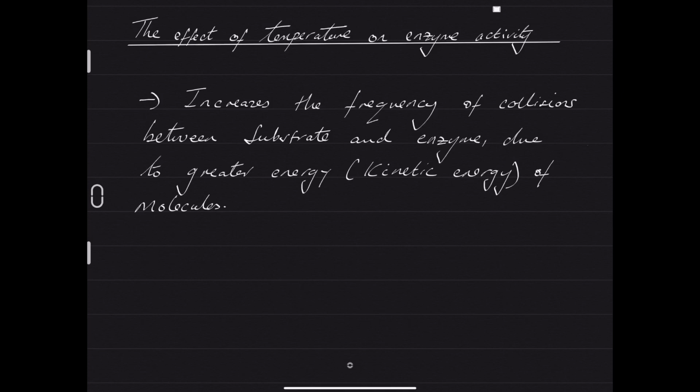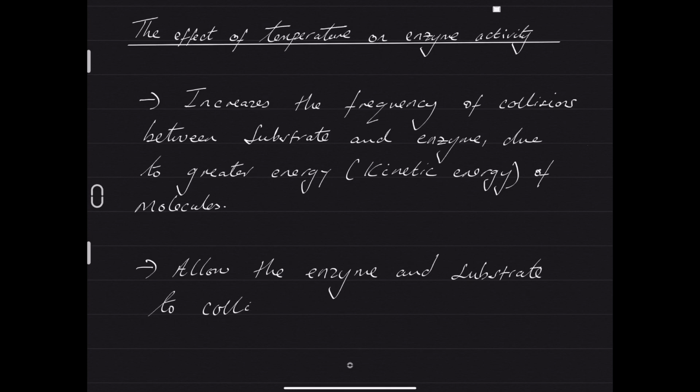The second point, by increasing the temperature, we allow the enzyme and substrate to collide with, let's say, greater energy. Now this is slightly different from the first point. In the first point we're saying that we're increasing the frequency of the collision, so more collisions are occurring at a given time. The second point is that the particles now are also colliding with greater energy.